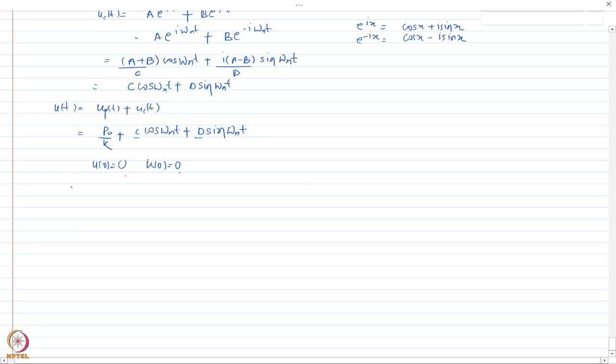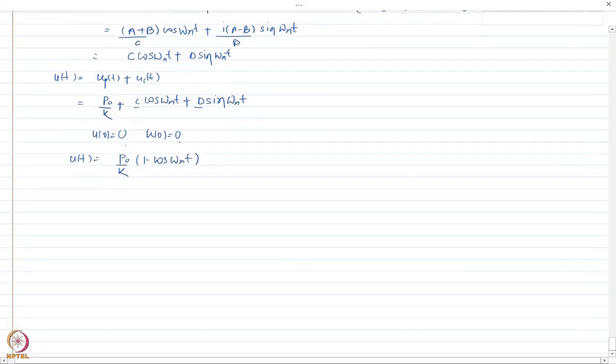Okay, and you will see that you will get the final solution as p naught by k times (1 minus cos omega n t), right? So this is the solution that I have due to the step force that is being applied to my single degree of freedom system. So let me just redraw it here. I have p(t) here, and then I have t here, and this is p naught.